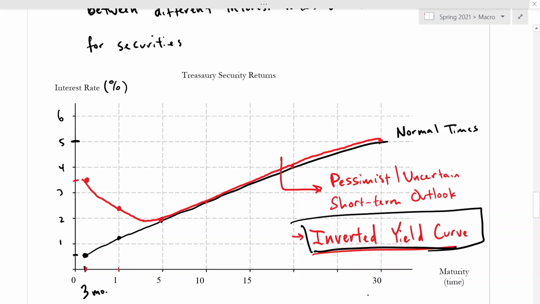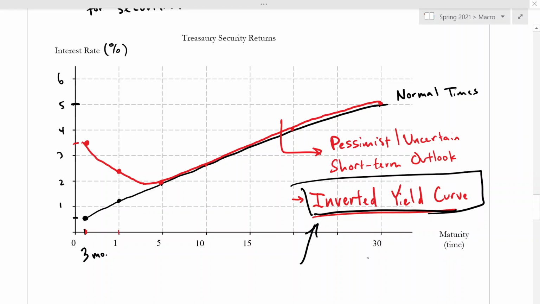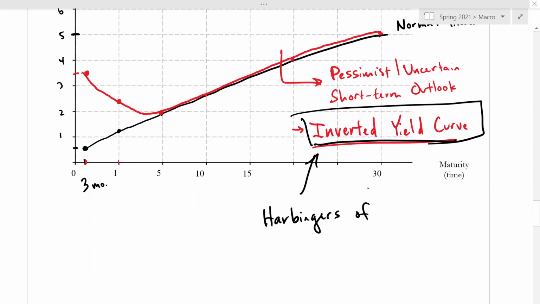And when these things happen, almost every single time across all nations, and it's not fully true, but every time we've had an inverted yield curve in the past, there's been a recession that's followed in the next, say, 18 or 24 months. So inverted yield curves are often harbingers or forward-looking signs of a recession.